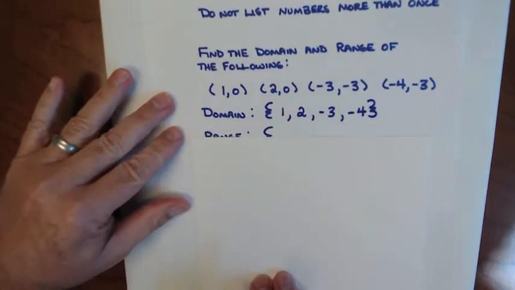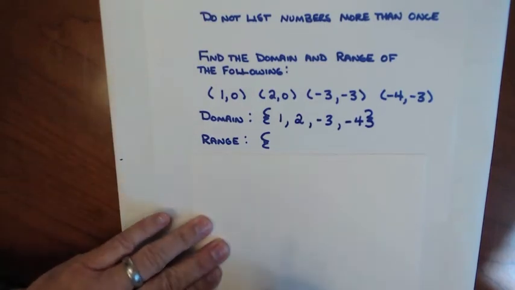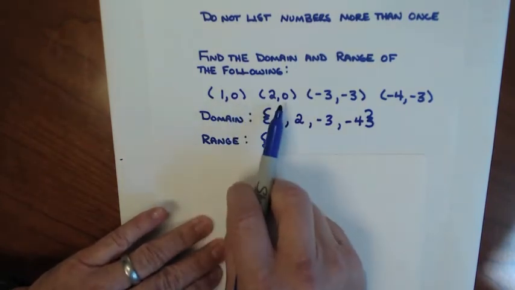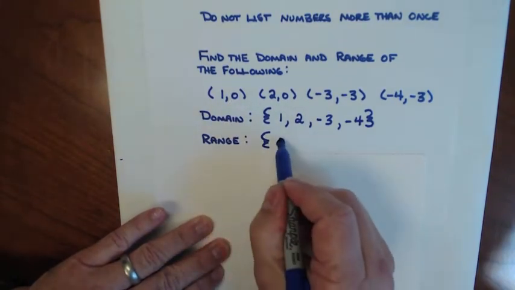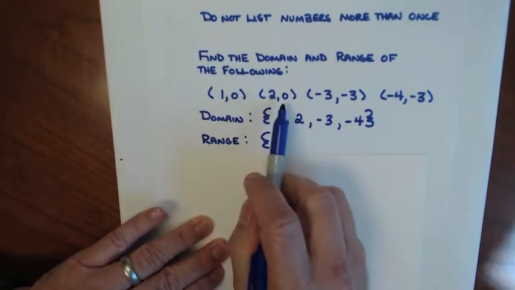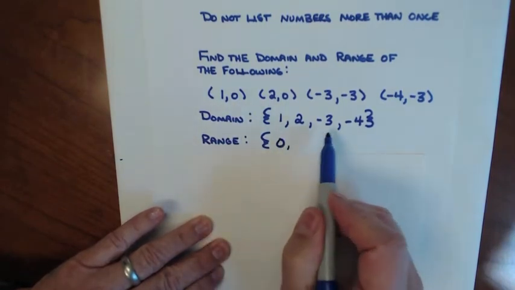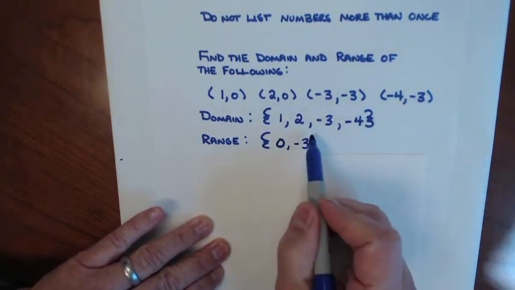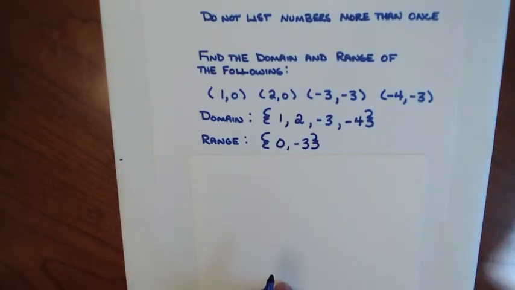We're going to find the range for these points. Remember, the first number is the x, the second number is my y. These numbers here, the second ones, those are my range. So I'm going to look right here, I've got a 0. I don't have to write this 0 twice. I've already got it written down, so I only have to write it down once. -3. I've got another -3, but remember, I only have to write it down once. Those are the numbers that my y can be. Those are my range.